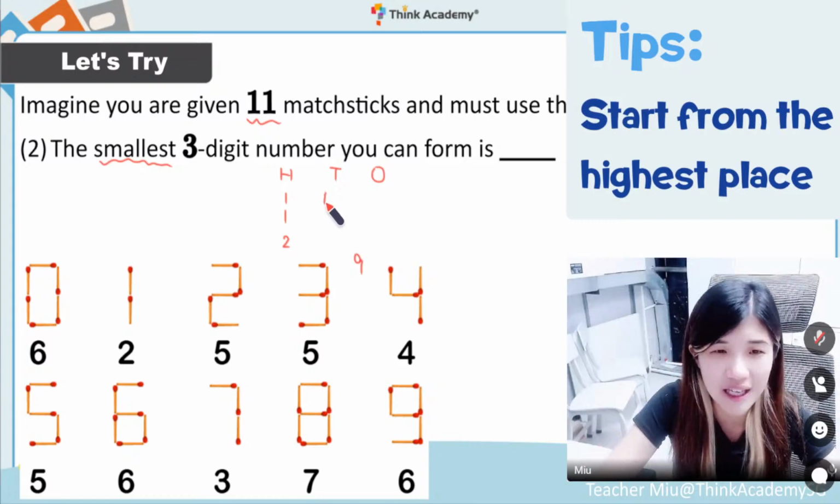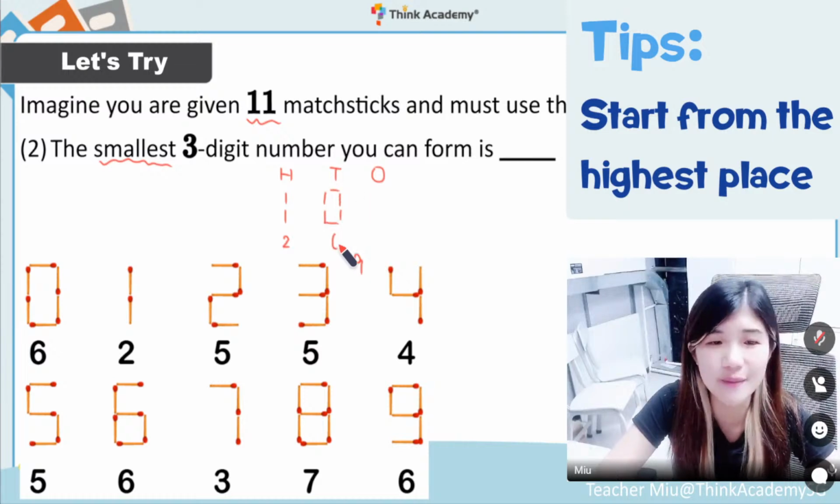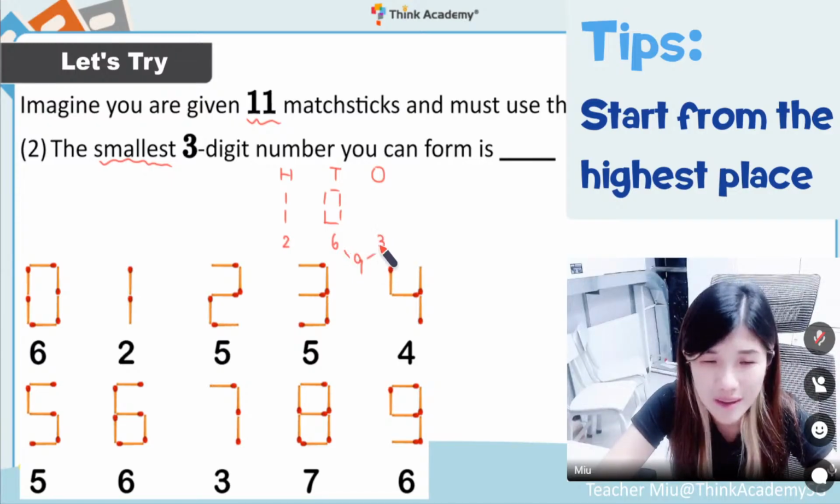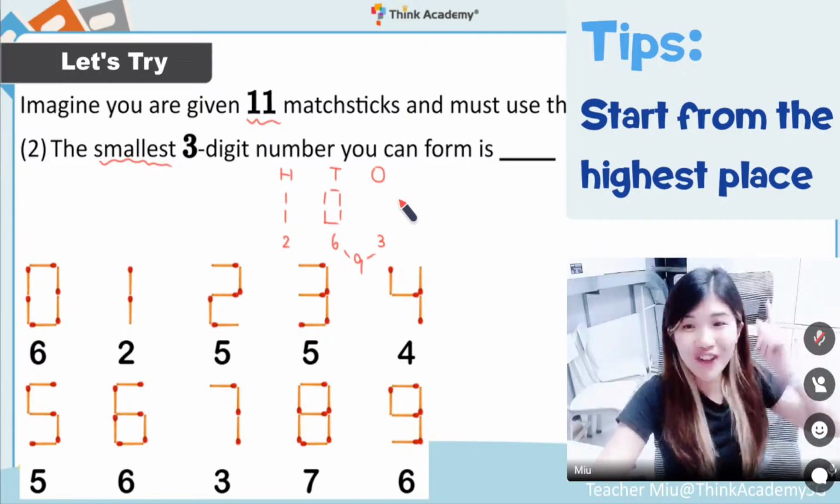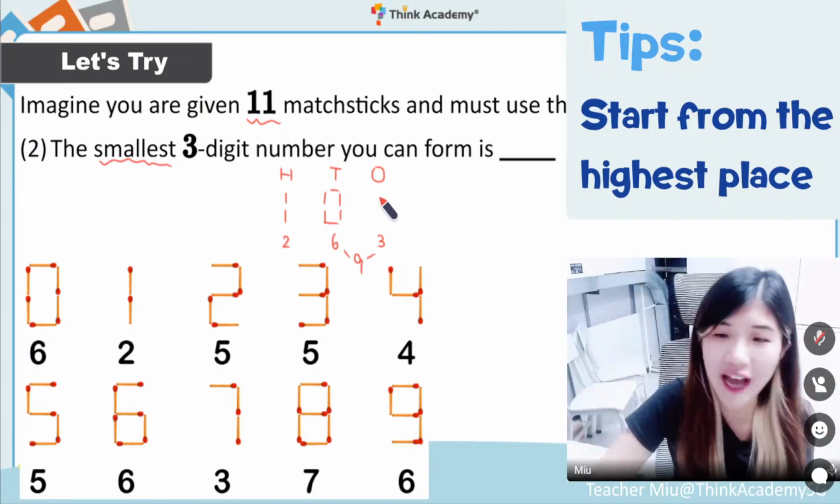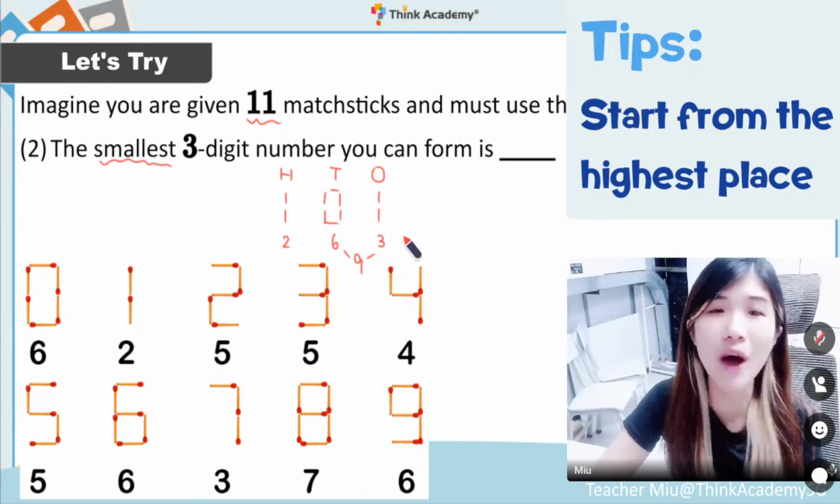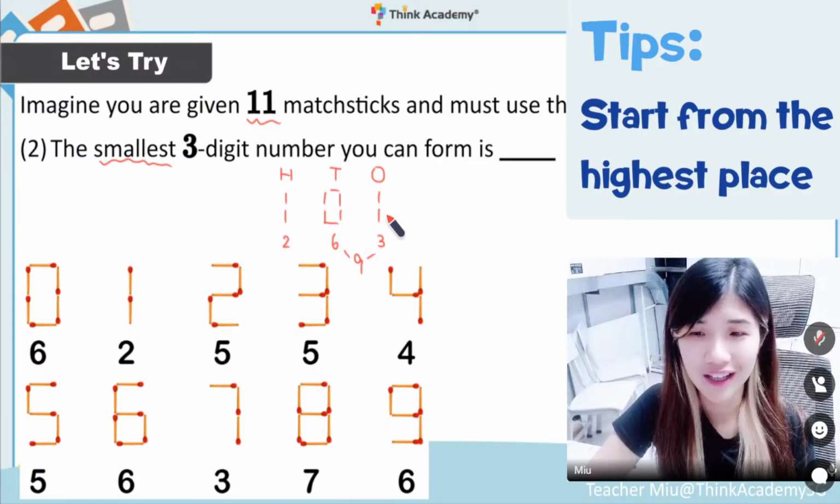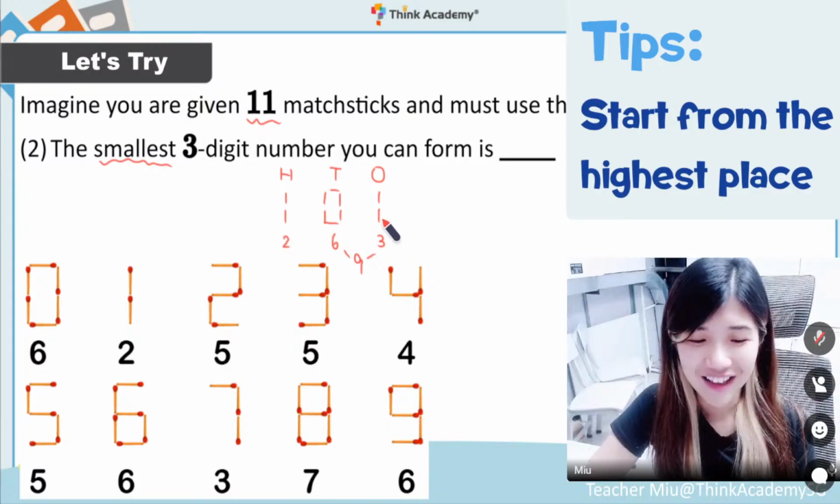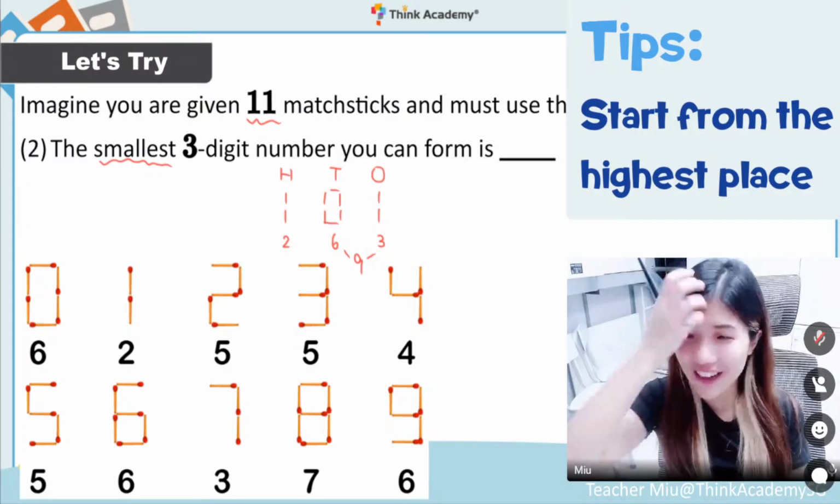So let's put a 0 here. When you put a 0 at the tens place, you use 6 matchsticks, and you still have 3 matchsticks left for the ones place. I know, I can just use 2 matchsticks to make a 1. So 101 is the smallest. Can we? Cannot. Good job. Why cannot?